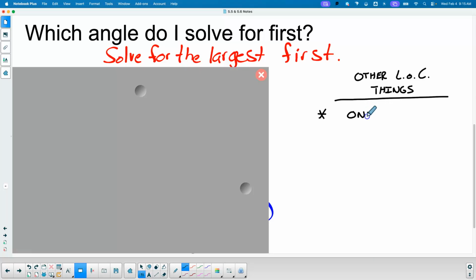You only have to use the law of cosines once. Okay? Because once you use the law of cosines, you will have a complete fraction. So then you can switch back to the law of sines. Okay? So just so you know, you only have to use the law of cosines once. And we use it to find the biggest angle first.